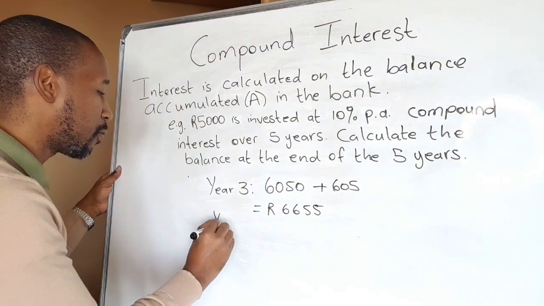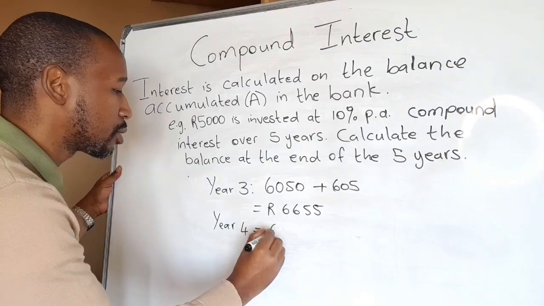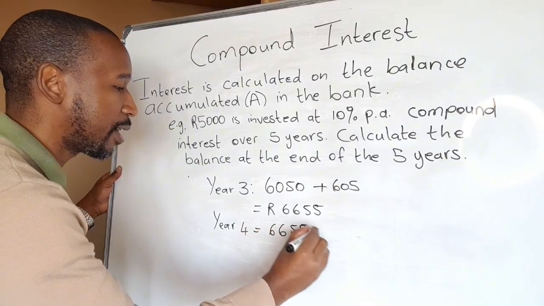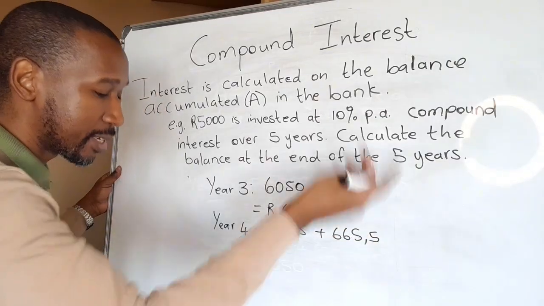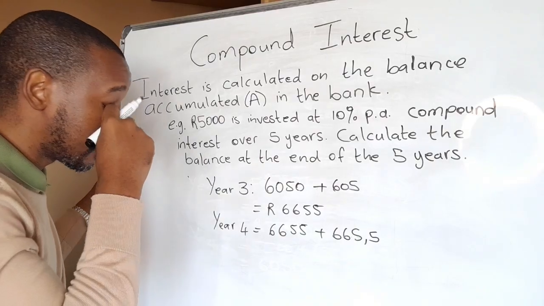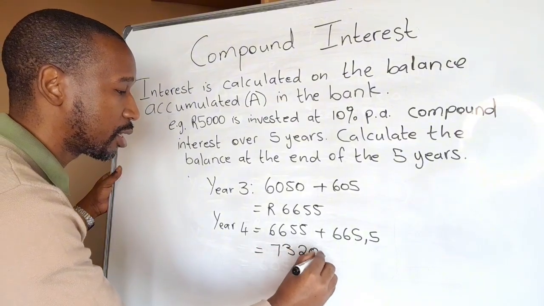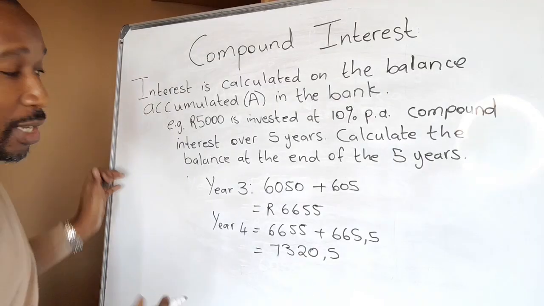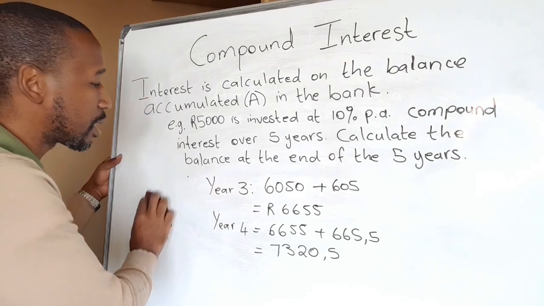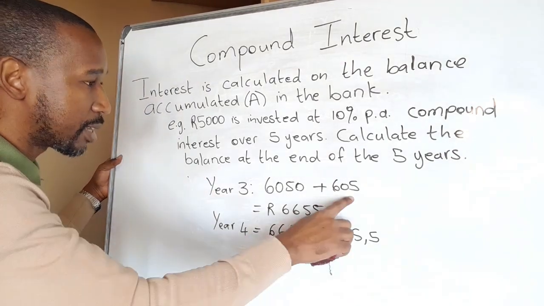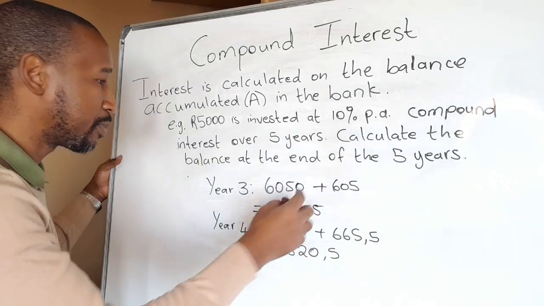When we go to year 4, we're starting with this amount, which is 6,655 plus 665.5. Again, it has increased from the previous years. And this would give us a balance of 7,320.5. Then let's look at the final year so that we can understand how the accumulated interest has become. Here we've seen that the interest has been growing. Now it's grown by 65.5 Rand compared to the previous year.